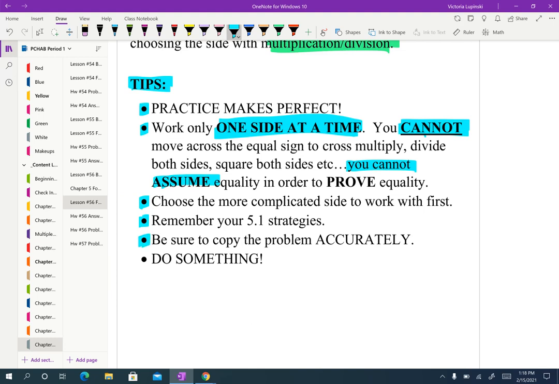Then be sure that you're copying the problem accurately. You would probably be surprised in years past how many people come up to me and say, I cannot get these two things to be equal. And the truth is it's because they're not, because they've copied the problem incorrectly. And finally, you have to do something. These problems are not going to prove themselves. So the only way for you to even have a shot at getting the right answer is to go ahead and do something to get started.